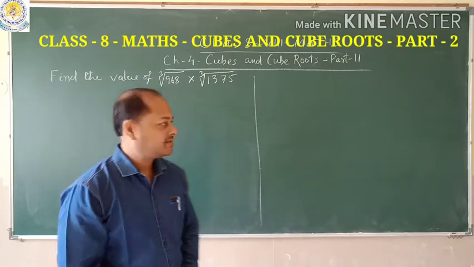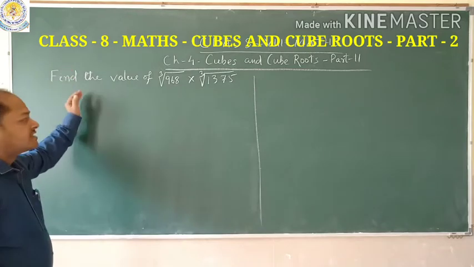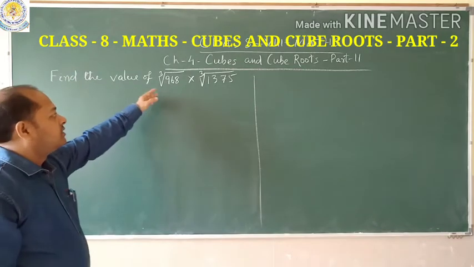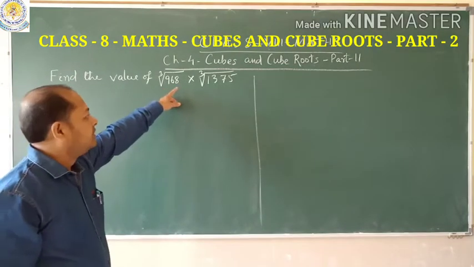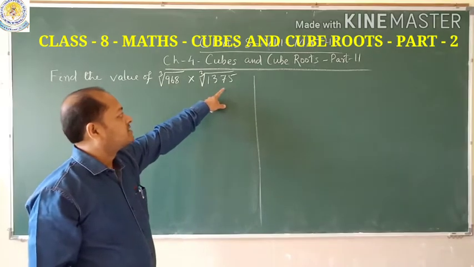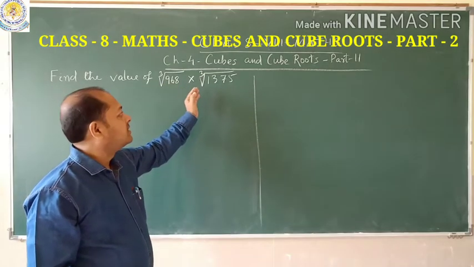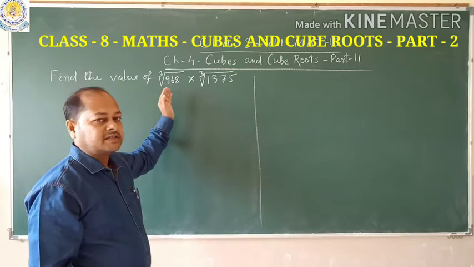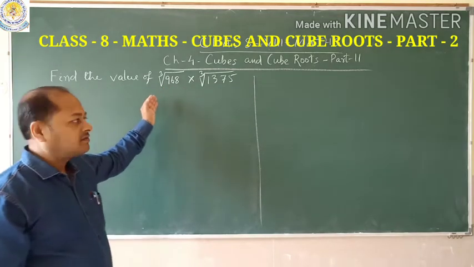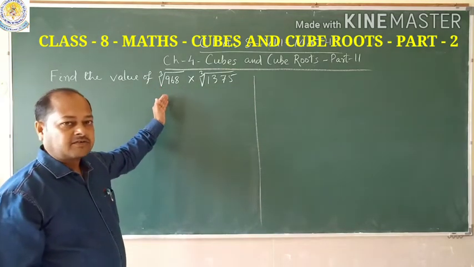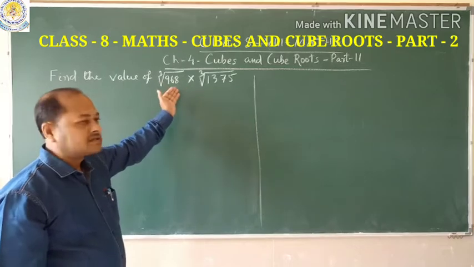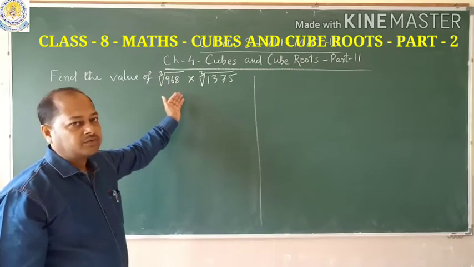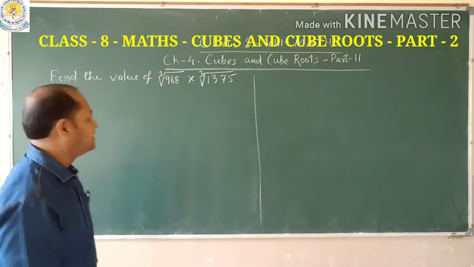Okay, let's start. Here one question is given. Find the value of cube root of 968 into cube root of 1375. How do you solve it with this method? The method is prime factorization. First find the factors of these numbers, then we can easily find the cube root of this multiplication. Okay, let's start.